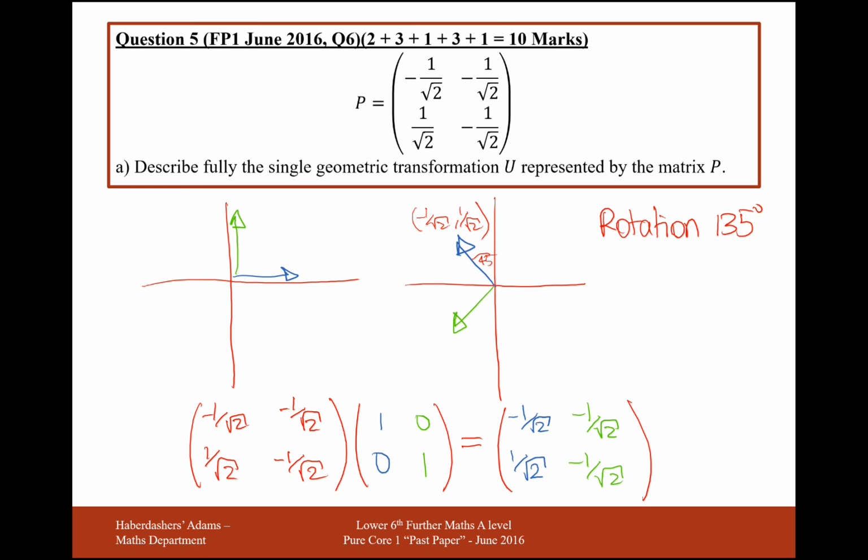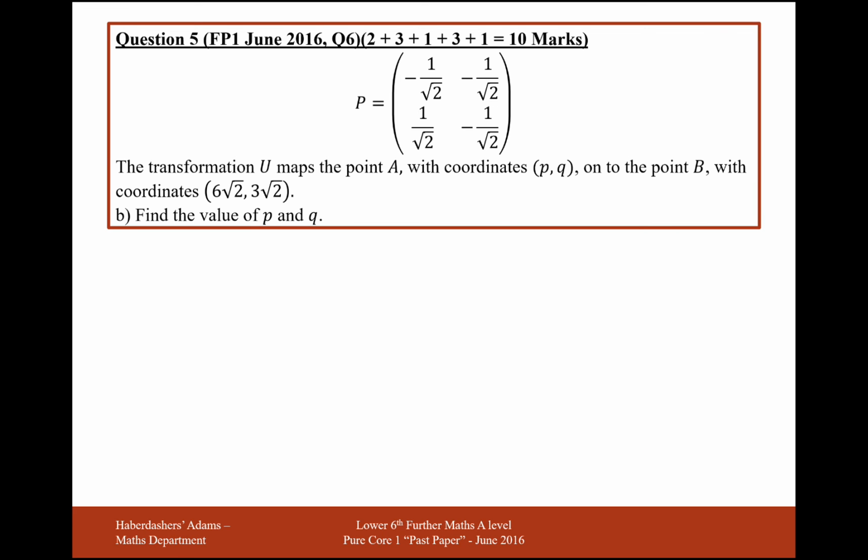135 degrees, from the 90 add 45, anti-clockwise, around 0, 0. Excellent. Let's move on to part B.